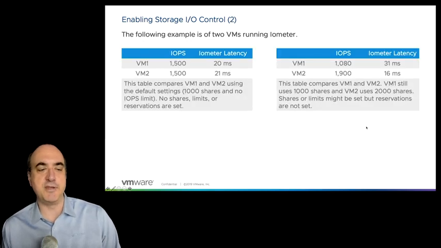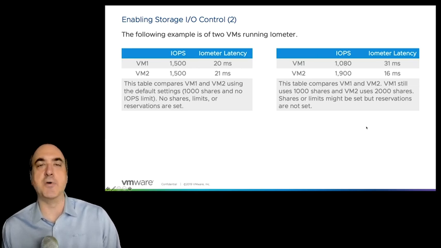But let's just take a look at the defaults. Again, the defaults are that every VM gets 1,000 disk shares, and every VM has no IOPS reservation applied, and no IOPS limit. So in our example on the left, if you have two VMs that are competing for disk I/O, they will be effectively treated equally.